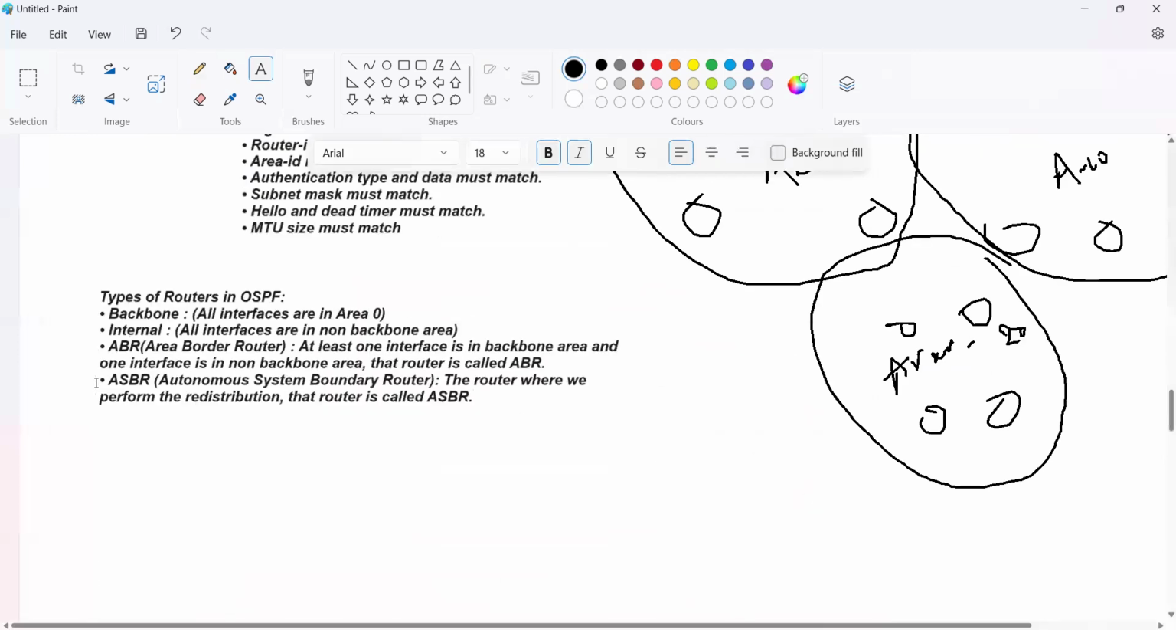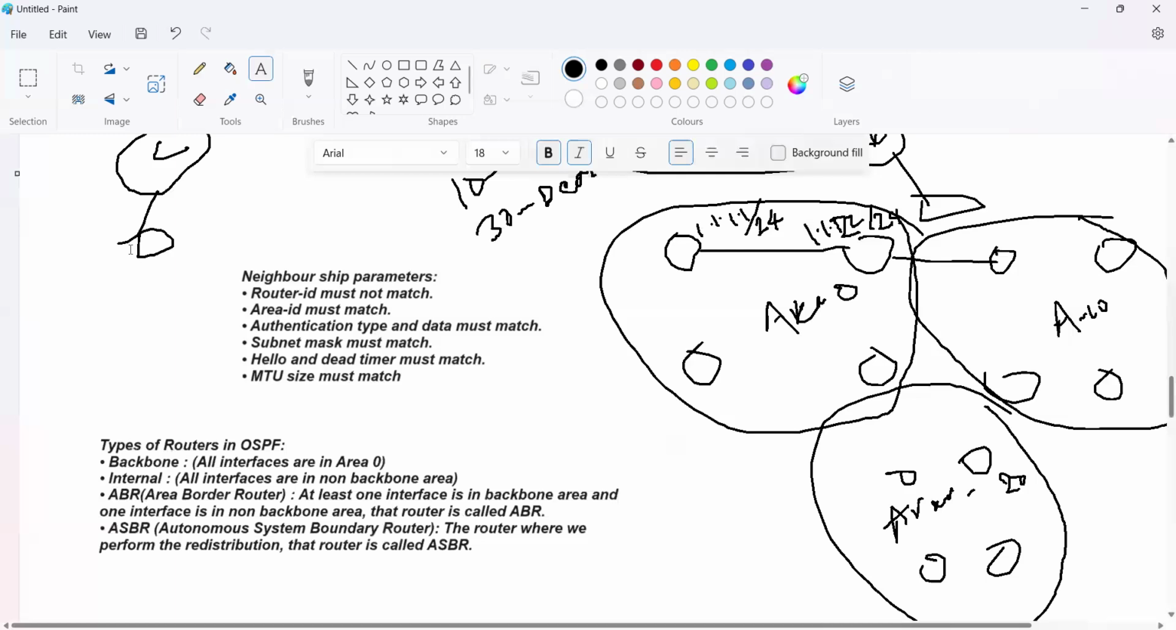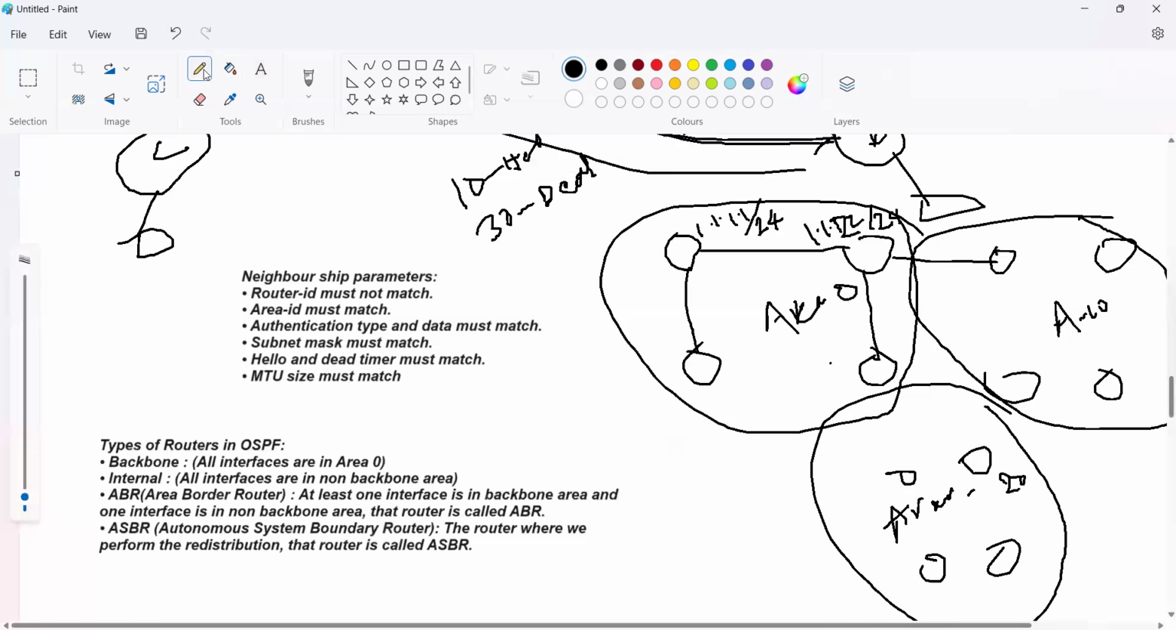So, types of routers in OSPF: backbone area. All the interfaces are in this area 0. Just now we discussed it. This is area 0, and area 0 has 4 routers. These are all backbone interfaces, because all these interfaces are in area 0.